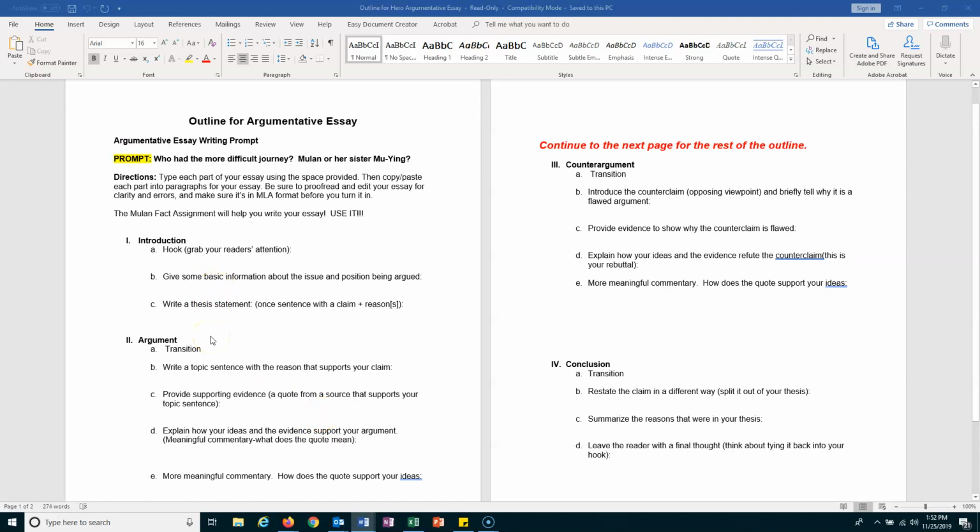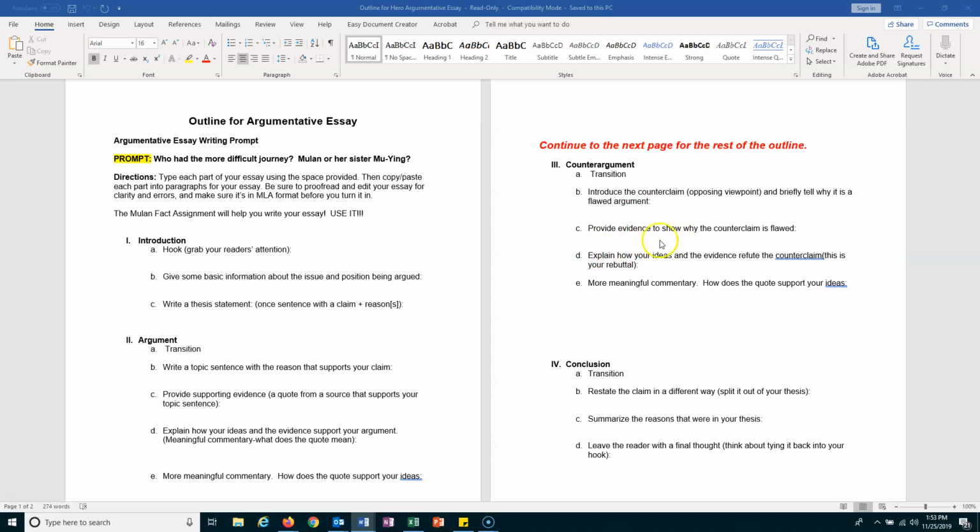So in an argumentation, then we have the counter argument. So then we have to be like, okay, well, and if you watch the Schmoop video, one of the good parts of argumentation, and that gives you more credibility, is you being able to acknowledge that there's a different side. So then we can say, all right, well, I could see why Mu Ying maybe had a difficult journey, right? So your introduction to the counter argument would be, yes, Mu Ying had a difficult journey. She had to stay home and take care of her parents.